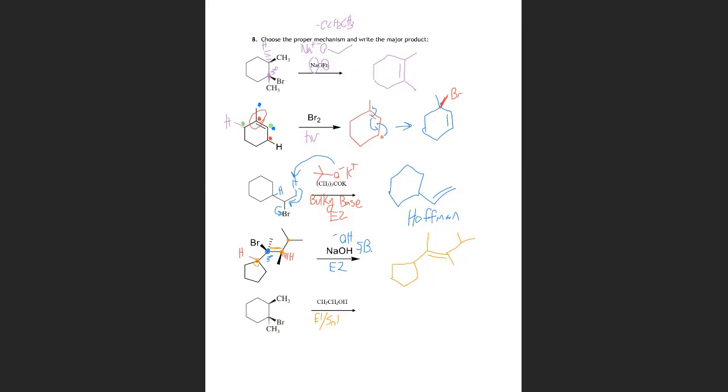I guess bigger nucleophiles may lean toward E1, but I would say that since this is linear, you can definitely still do SN1.